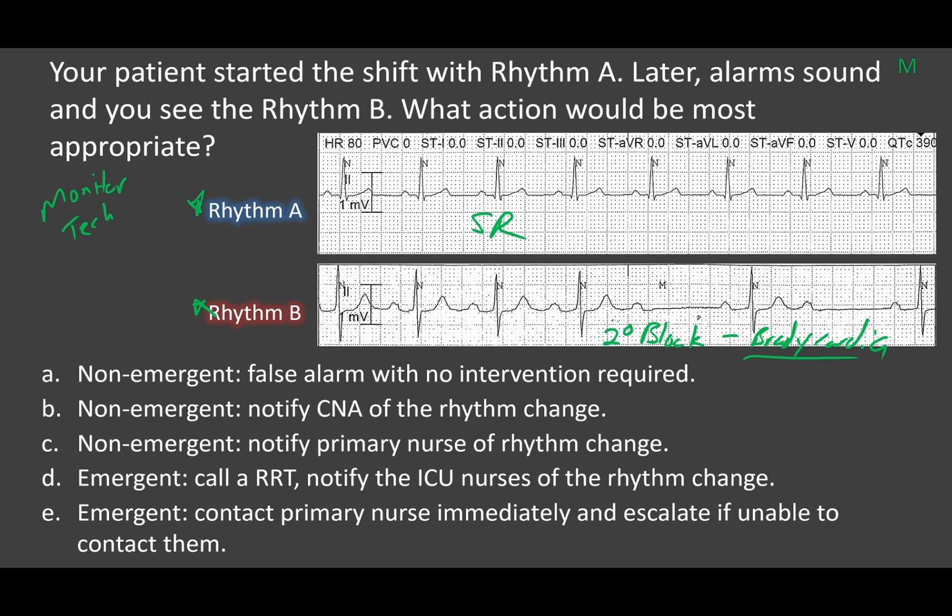How scary is this, particularly that it's a block? It's not a false alarm, because we know that. Would we have the CNA evaluate a patient after a rhythm change like this? No, we wouldn't. So this really comes down to, do we call an RRT? Do we just notify the primary nurse? Or do we contact that nurse immediately and escalate if unable to contact? In this case, because this rhythm has such a potential to get very bad very quickly, I'm going to say that it's the emergent contact of that primary nurse, and definitely escalate if unable to reach them.